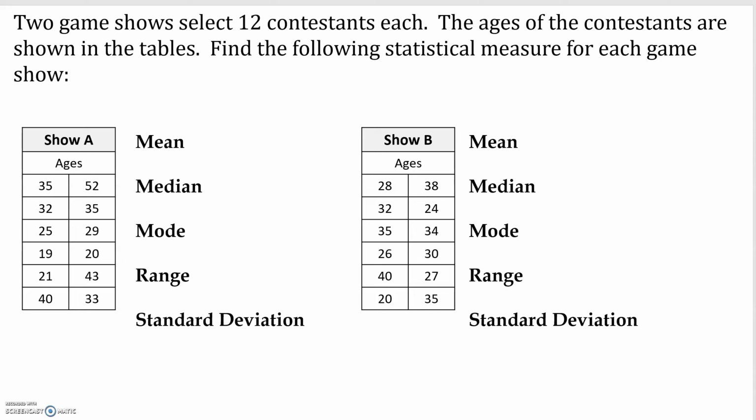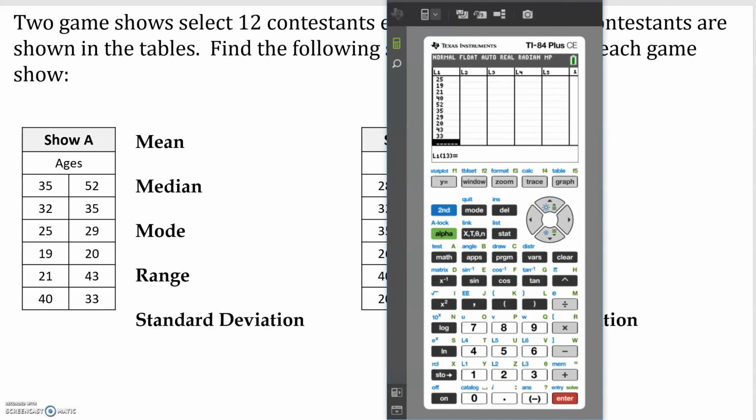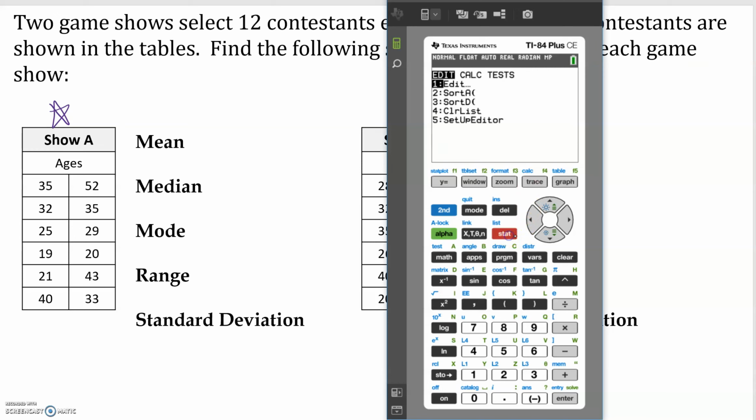The ages of the contestants are shown in the tables. So I have show A and show B. So what I'm going to do is I'm going to use my calculator. I just finished typing in all of my list for show A. And then what I'm going to do is I'm going to hit Stat. I'm going to scroll over to Calculate. And then I want it on List 1. And we're going to calculate, and it's going to show me all of my data.